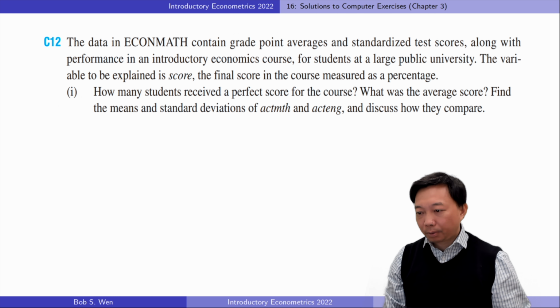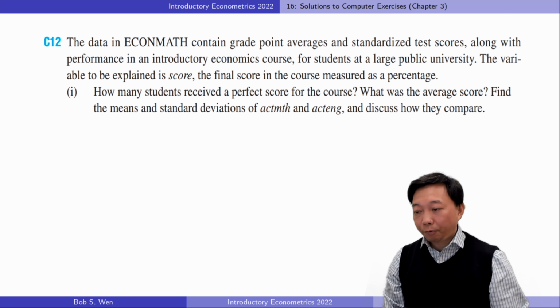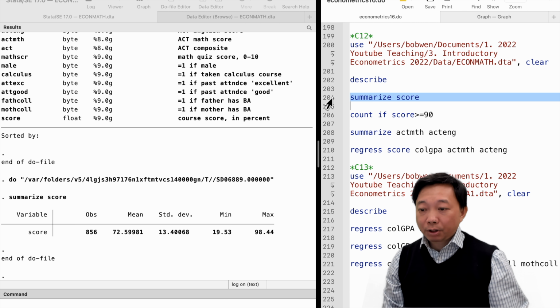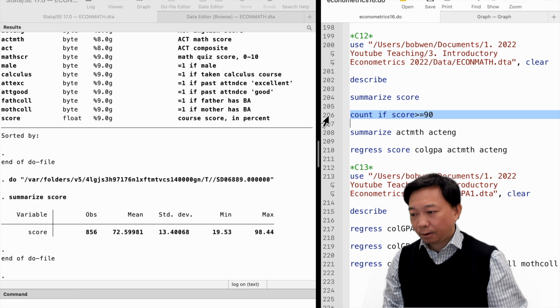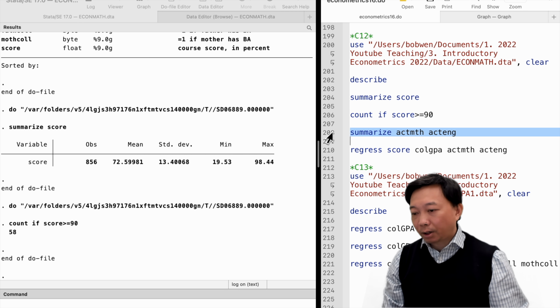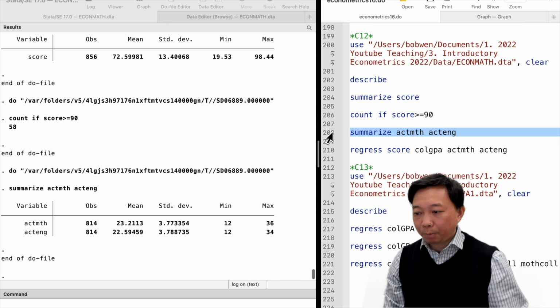Here's the 12th computer exercise. For the first question, we can summarize the variable score. The average score is 72.60. If a perfect score is defined as above 90, then 58 students received a perfect score. We use the command summarize to obtain the sample means and the standard deviations of ACT Math and ACT English.